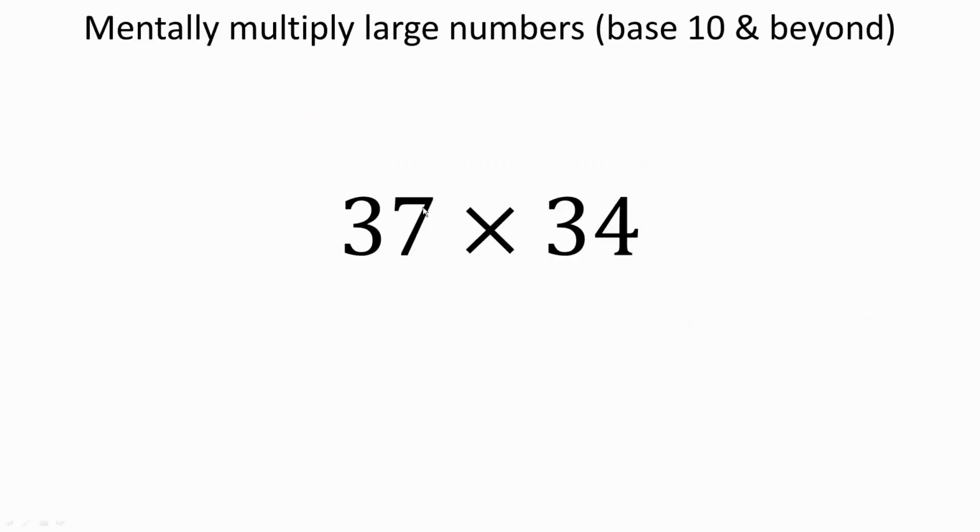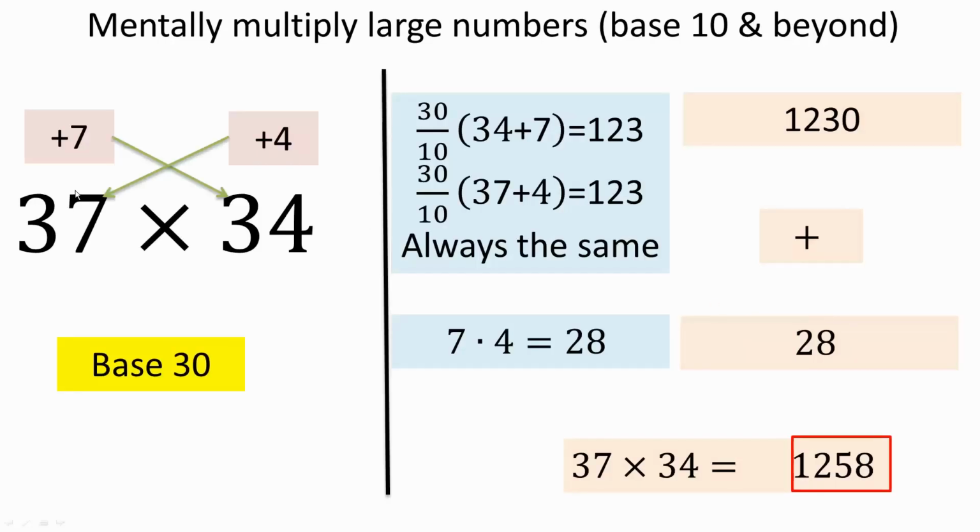Now we'll do base 30. 37 times 34. So how much bigger, how much less is 37 compared to 30? Plus 7. How much bigger, how much less is 34 compared to 30? Plus 4. So we say 30 over 10 because we're doing base 30. So 34 plus 7 times 3 is 123, times 10 is 1230. Now 7 times 4 is 28, so 1230 plus 28 we'll get 1258.